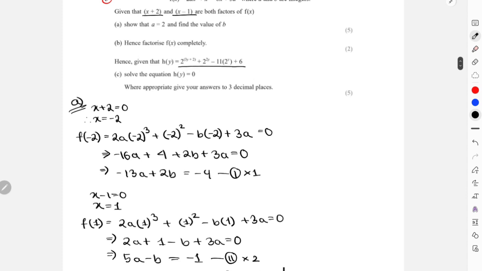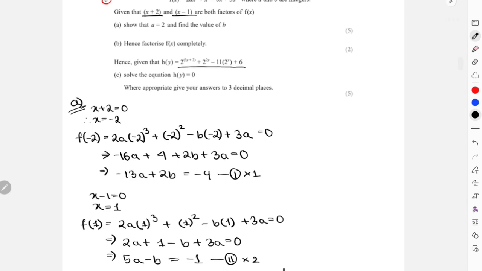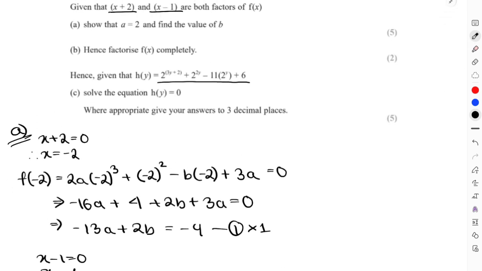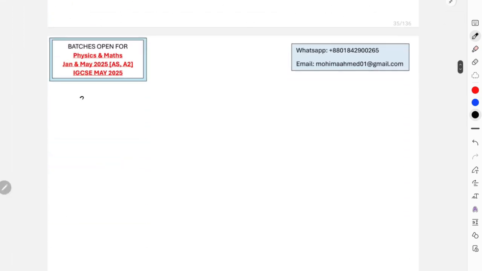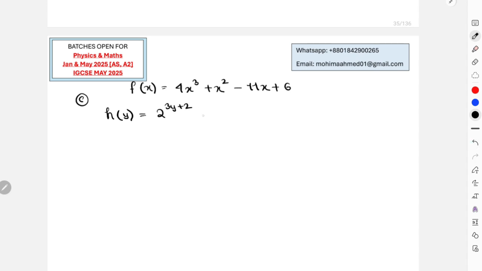After that, now they have introduced one polynomial like this, and now you have to find out the value for y over here. For part C, previously you worked with fx, which was 4x power 3 plus x power 2 minus 11x plus 6. This was your original polynomial equation. Now they are introducing hy, where this is basically 3 power y plus 2, then 2 power y, then 11 2 power y, then again plus 6.